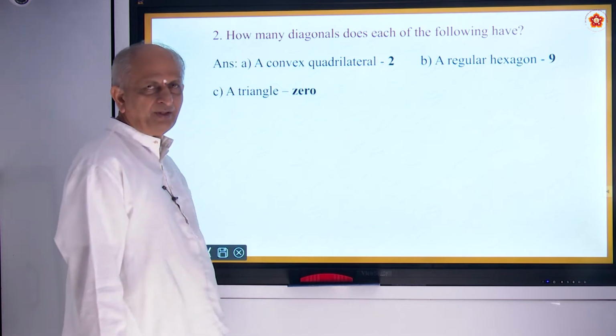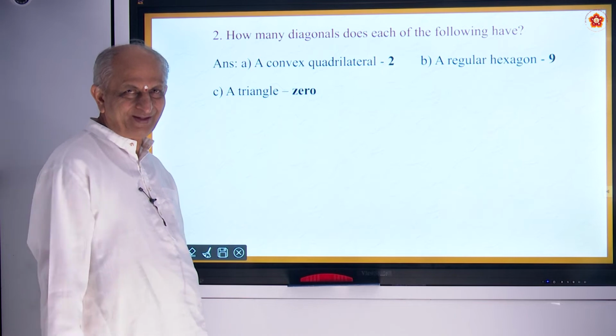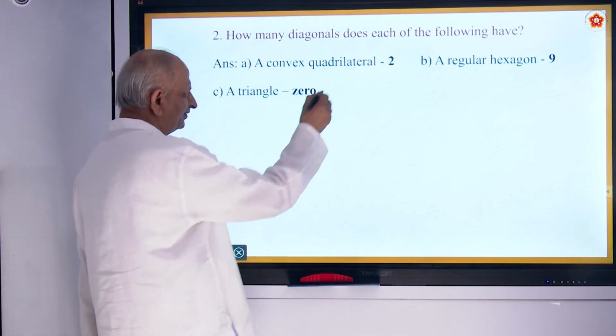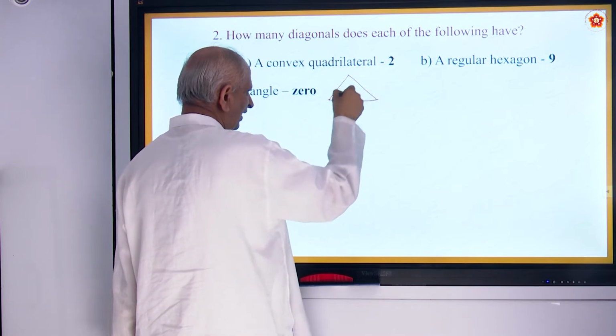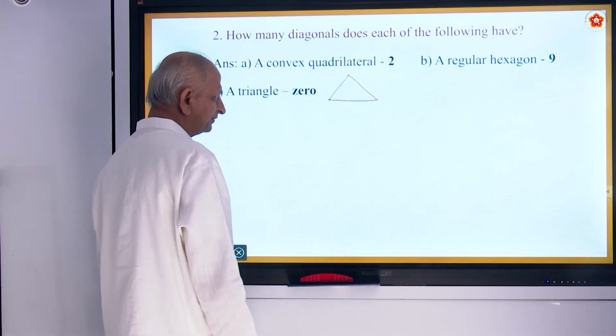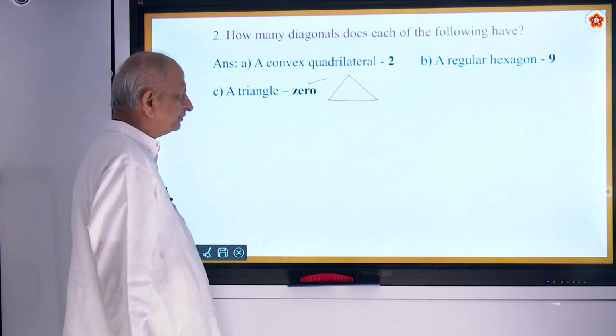How many diagonals does a triangle have? No diagonal possible, is it not? So in a triangle, you can draw only altitudes but not diagonals. Okay. Therefore you write 0 as the answer.